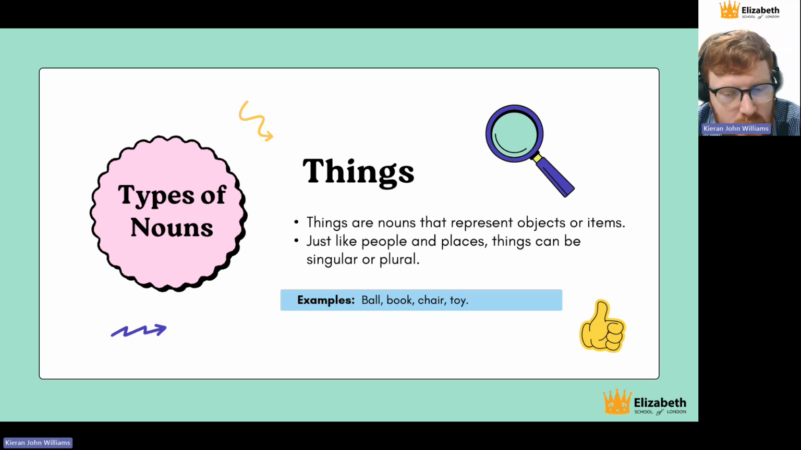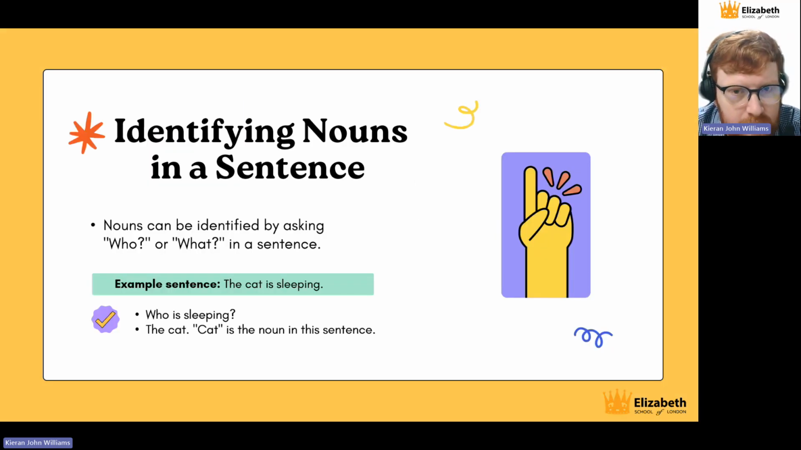Okay. So let's think about how we can identify nouns in a sentence then. By the bell, I think. That was just... So the noun is always the who or the what in a sentence. I have no idea what that was from.